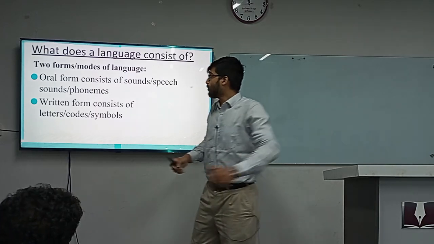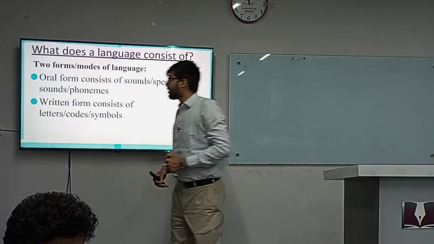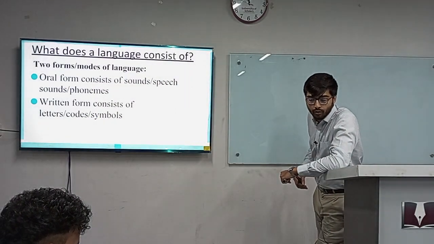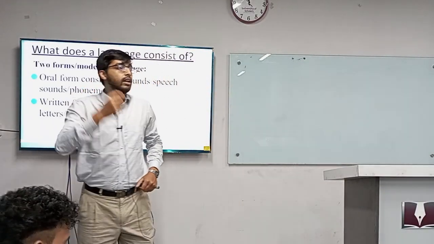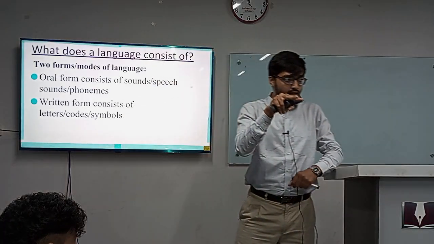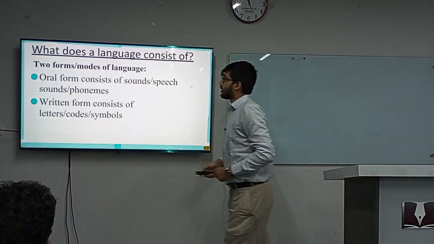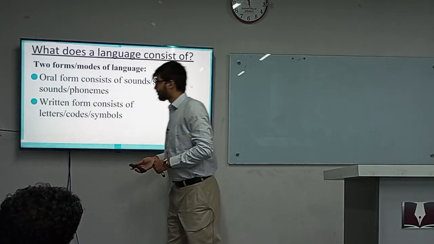Okay, so the written form consists of letters, codes, and symbols. So how many forms are there? Two forms. One is oral, that means we can hear. Number two is written, that we can see. Great. So there are two forms of languages.